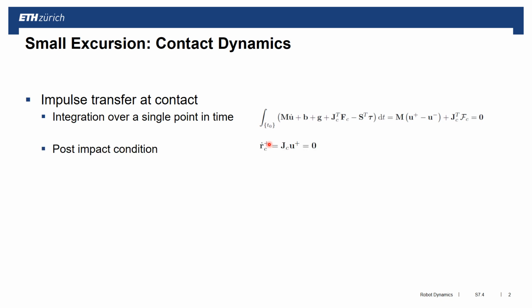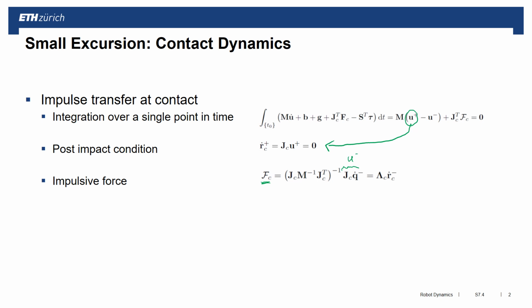We know that the post-impact velocity condition is that this contact is not allowed to move. So Jc times u plus must be 0. And that means I can insert this in here, and I can now solve this for u dot. I insert in here and I calculate then my impulsive force. My list Jc q dot minus, this is u minus.